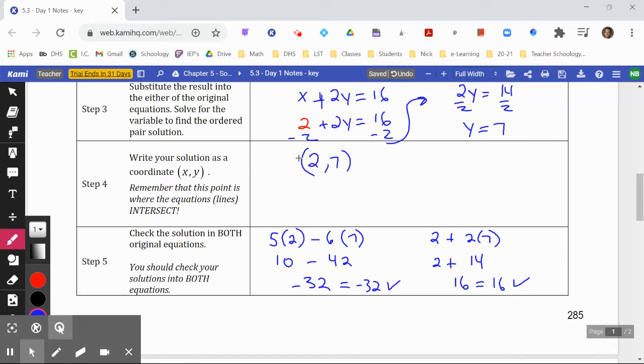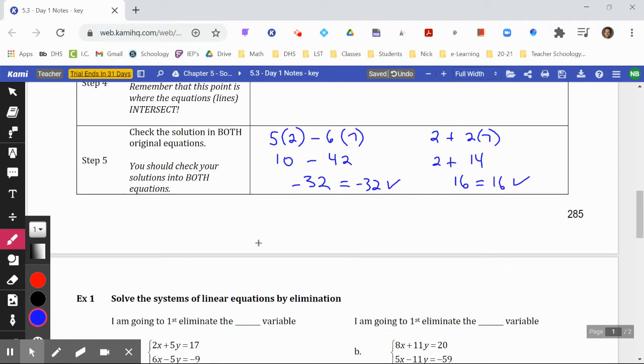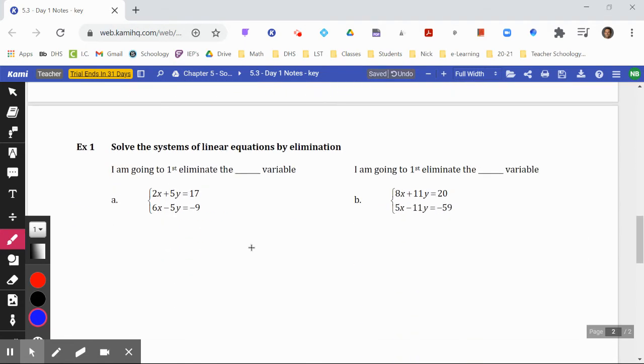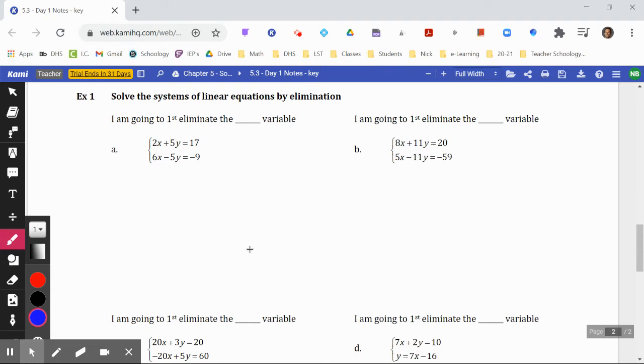All right, so those are the steps to solve a system of equations using the elimination method. So let's go ahead and do a couple more example problems together here. All right, so we're going to look at the top of page 286 now. This is example 1. We're going to work through these 4 examples here, and that will be kind of the homework for today. All right, so let's look at example 1a here.